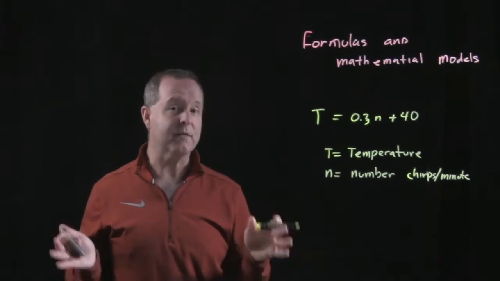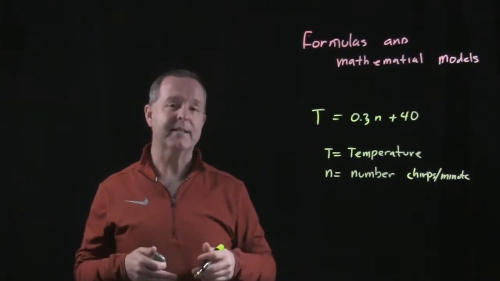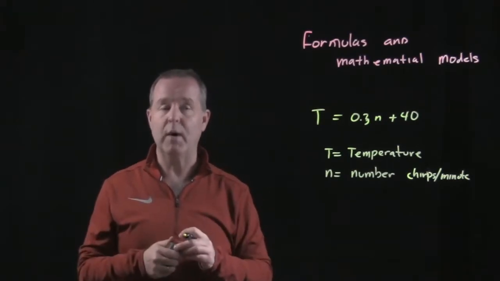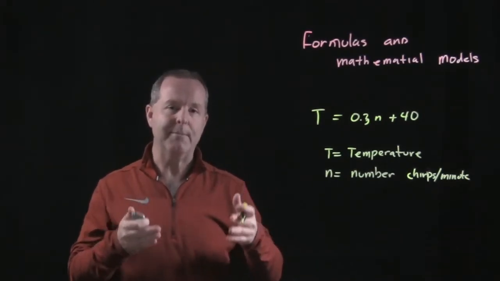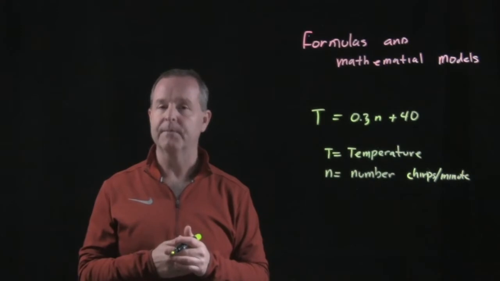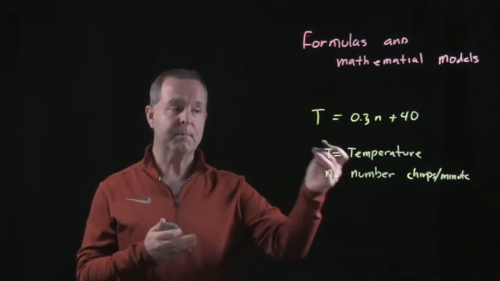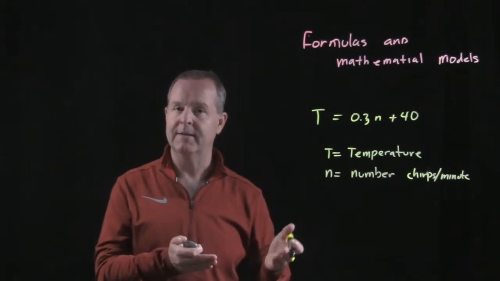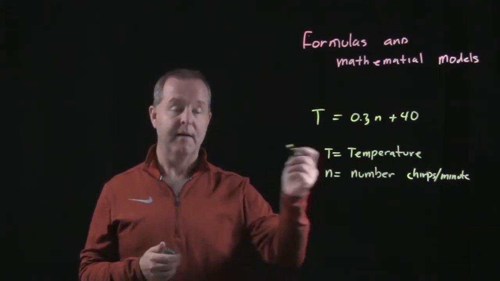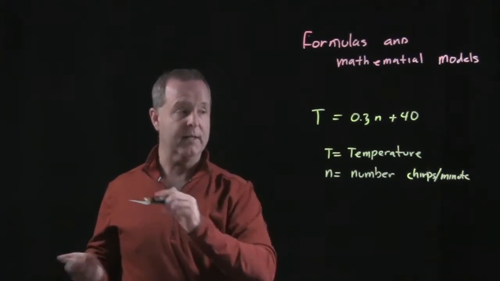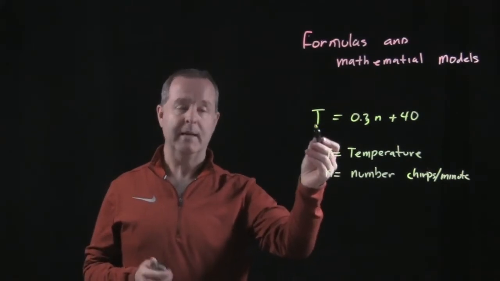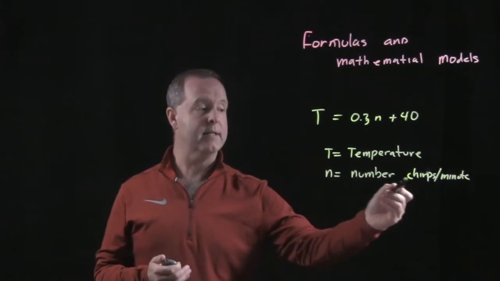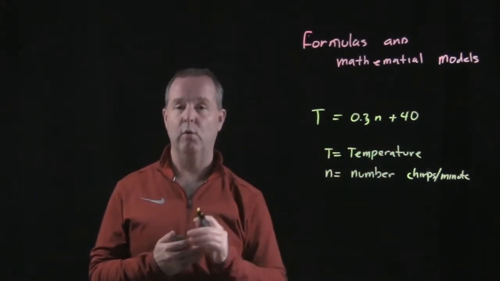Well, one of the aims of algebra is to provide us a symbolic context to understand those types of situations. And from that, we're able to develop something called a formula. So in this particular case, there is a relationship between the number of chirps per minute and the temperature outside. That particular model can be written as temperature in degrees Fahrenheit equals 0.3 N, where N is the number of chirps per minute, plus 40.